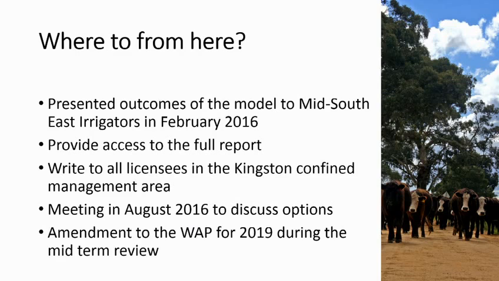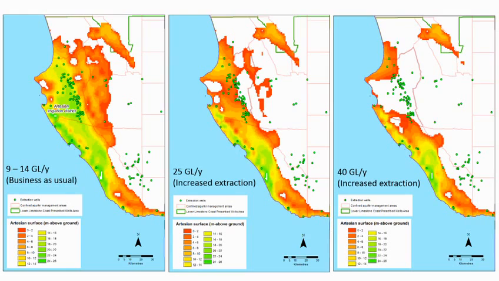So, where we got to is that back in late February this year, we went and had a meeting with the Mid-South East irrigators and presented these scenarios to them and said, when you look back at these different scenario outcomes, we're trying to get them to understand the situation they're looking at as their use might change over time.